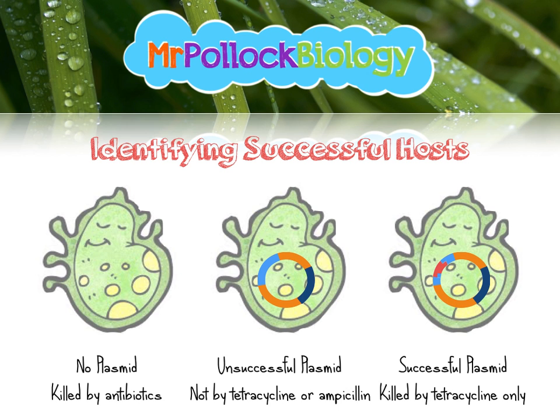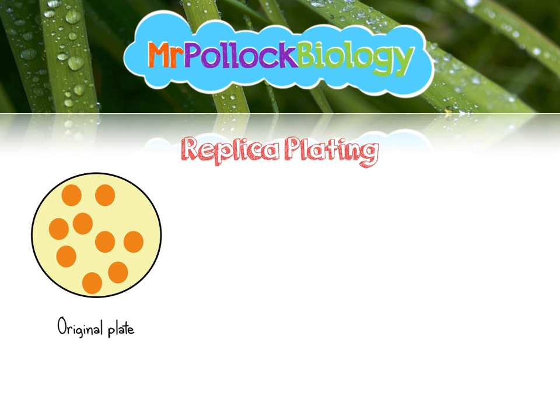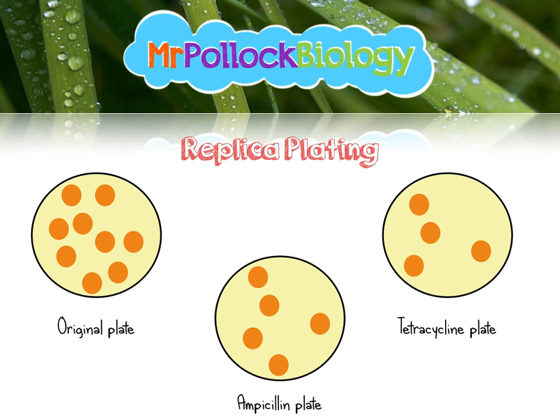And we can use a couple of different ways to identify successful hosts. The first of which is a really nice example of the old way of doing things, which is replica plating. Basically, you would grow a bunch of bacteria on some agar jelly. From there, you would take a copy, pressing another agar plate on top of the original plate to take a fingerprint of it, and you would grow it again. This time, though, it would be on a plate with ampicillin. This would kill off all of the bacteria that were not resistant to ampicillin. You would then do the same thing again, but with a tetracycline plate.